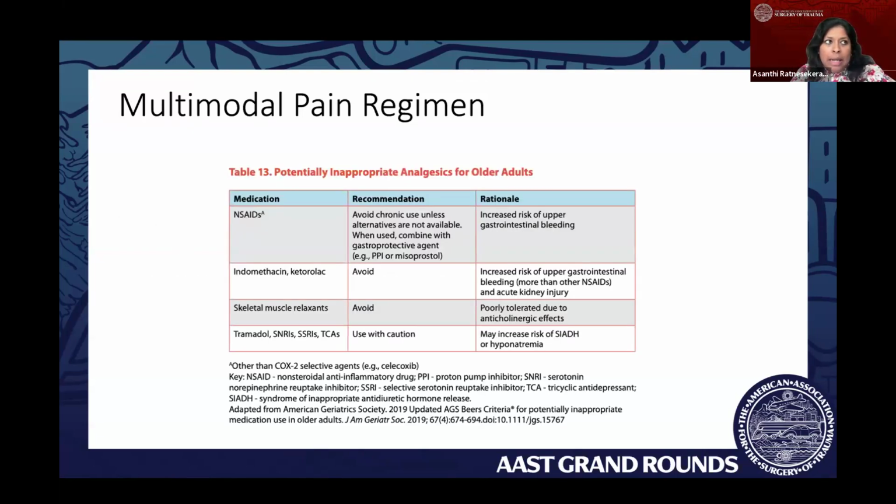So this table is actually from the American College of Surgeons Trauma Quality Improvement Guidelines. They're recommending, with their recommendations, NSAIDs, avoiding chronic use. Ketorolac, indomethacin to avoid. Skeletal muscle relaxants to avoid. Tramadol, SSRIs, TCAs to use with caution.